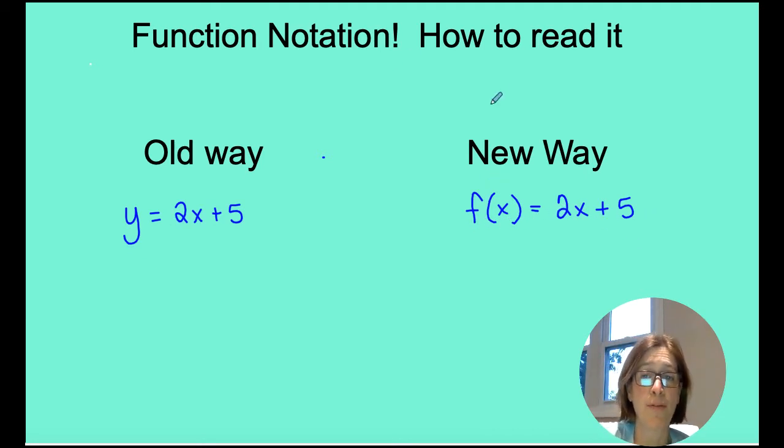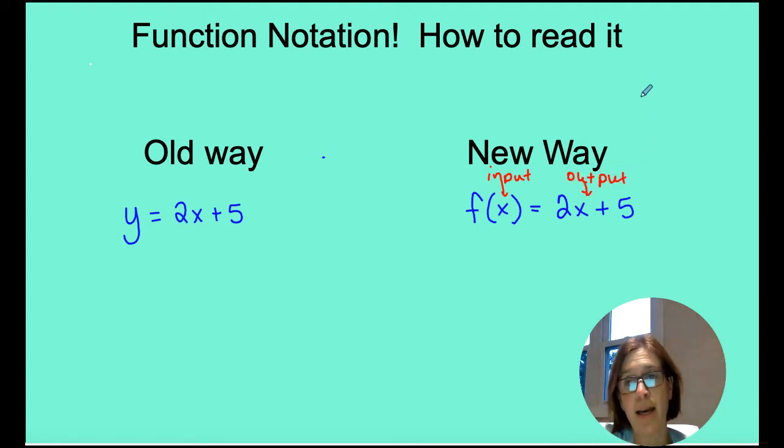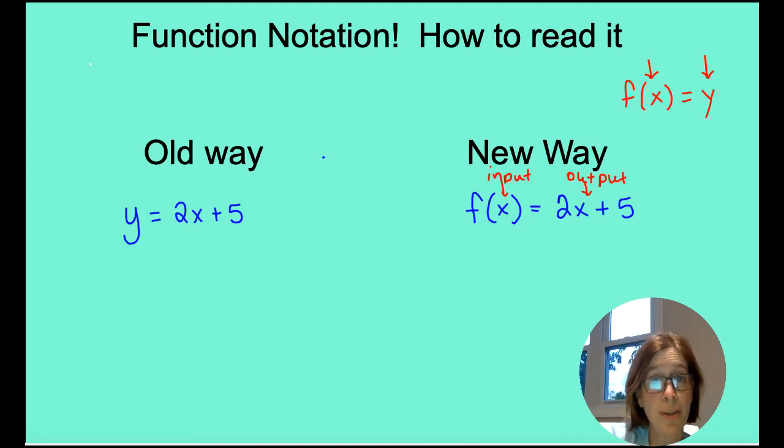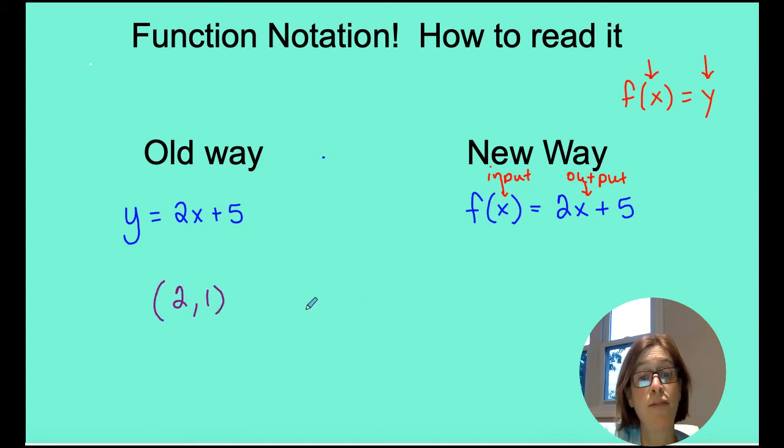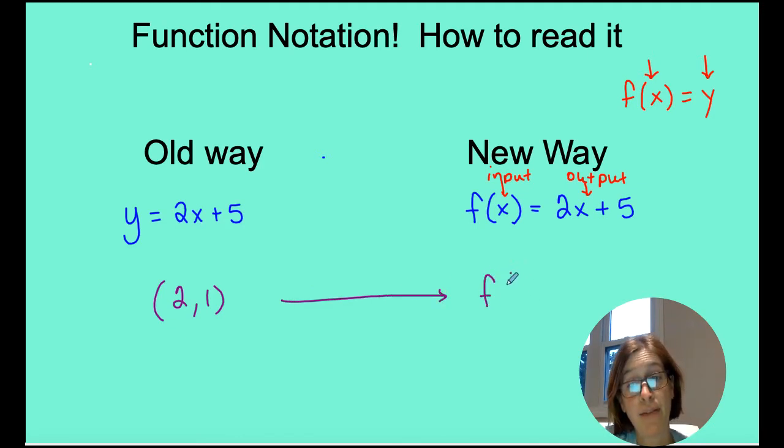So it's really important for you to remember, if it's a function, this is the input and this is the output. F of x is equal to y. So input, output. Now, if that's true, then let's talk about coordinate points, okay? So coordinate points then, the old way would be to write it maybe something like (2, 1). In function notation, (2, 1) would be written f of 2 equals 1.